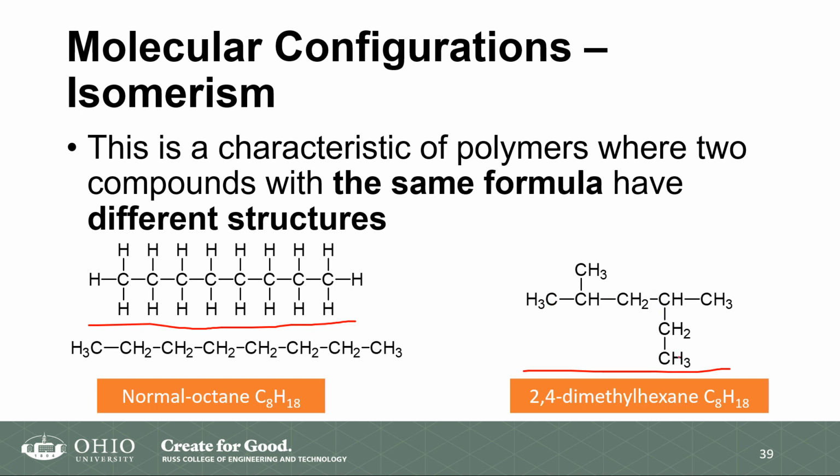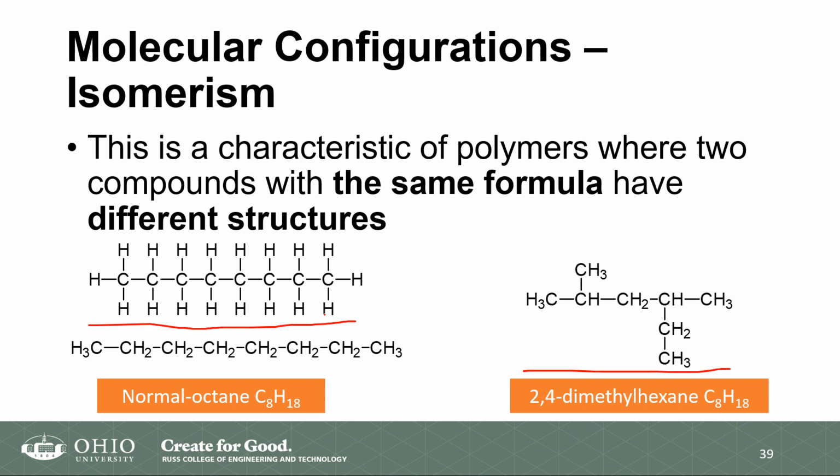We have 6 carbons in the main backbone, and then we have 2 CH3s hanging off of that backbone. And so these have 2 different structures. When we have molecules with the same formula, that's where the "iso" comes from, because the formulas are the same, but the structures are different. We would call those isomers.